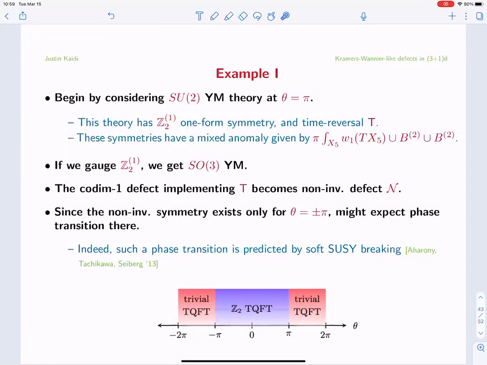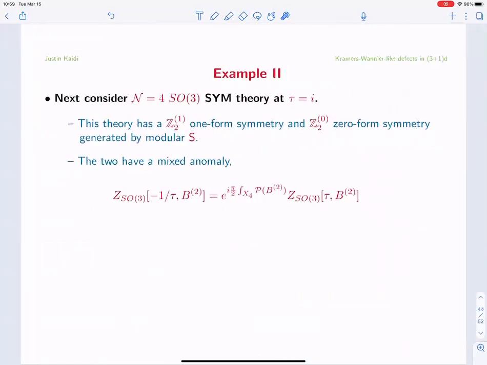All right. Our second example is to consider N=4 SO(3) super Yang-Mills at tau equal to i. This theory again has a Z2 one-form symmetry, which is the center symmetry. And it now has a Z2 zero-form symmetry, which is generated by the modular S transformation, which takes tau to minus 1 over tau. Now, these two have a mixed anomaly. It's a little subtle to write down an inflow action for this because it's hard to couple to a background gauge field for modular transformations.